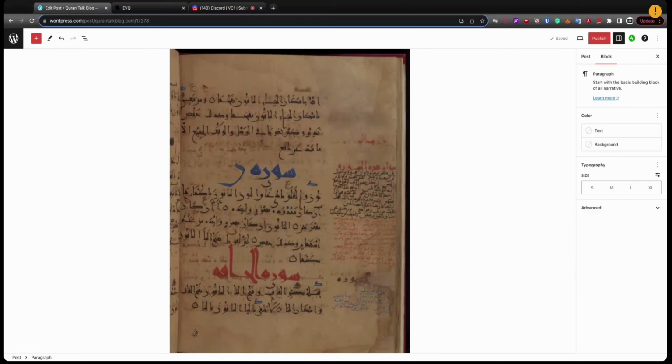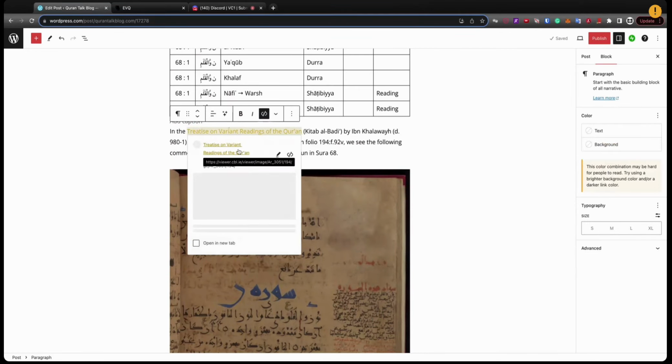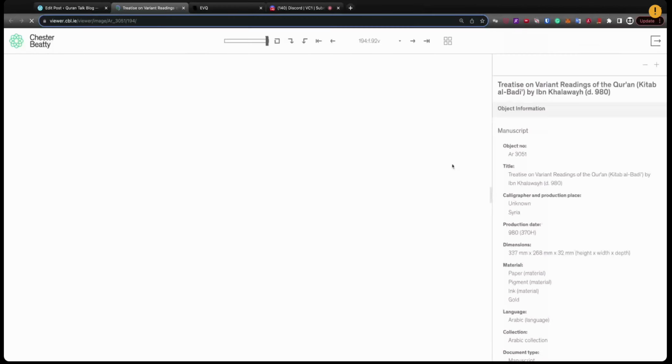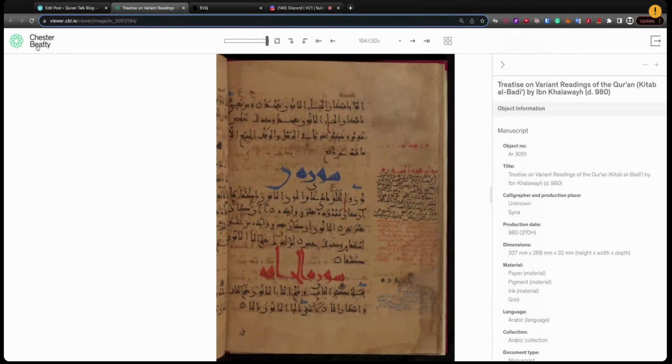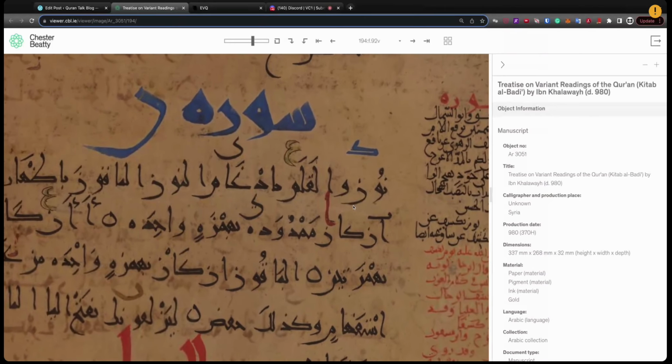This book is a treatise of variant readings of the Quran. I'll show you the actual thing, so you know I'm not making this stuff up. This is the Chester Beatty Library digital manuscript, and we can see right here.